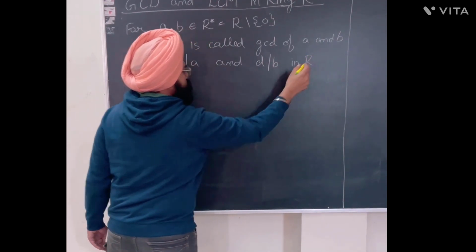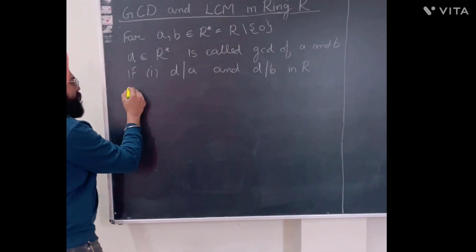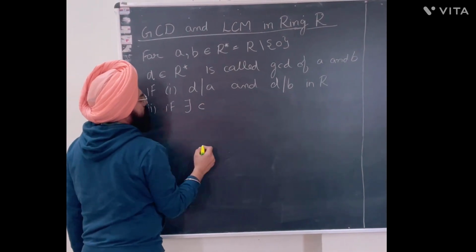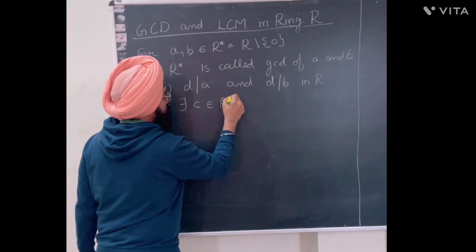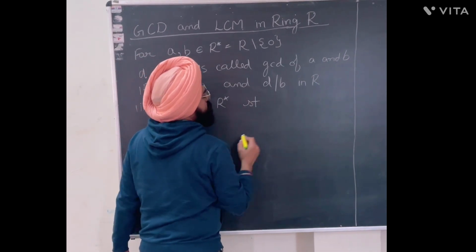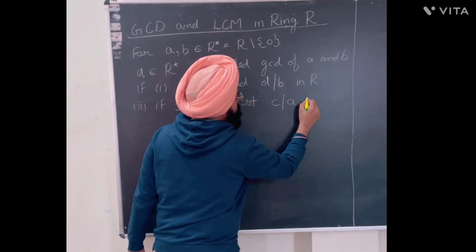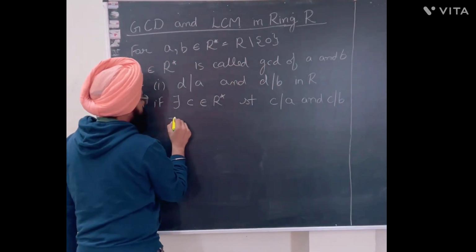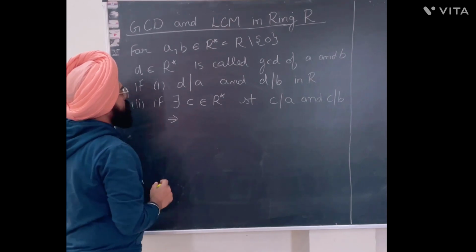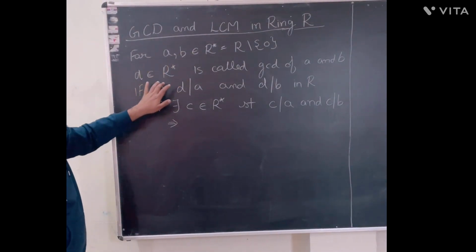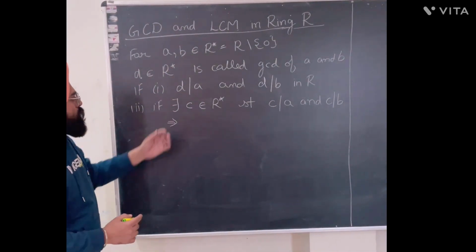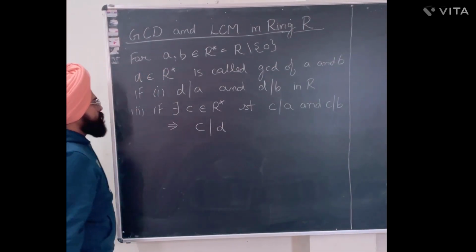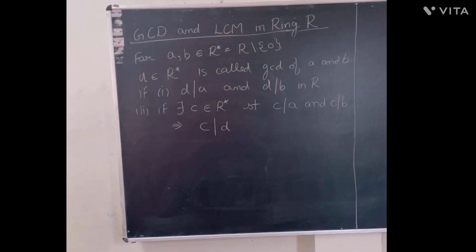and secondly, if there exists some c belonging to R star such that c also divides a and c divides b, then this implies, because we are talking about GCD, the greatest common divisor, d should be the greatest, which implies c should divide d. So this was the definition of GCD.